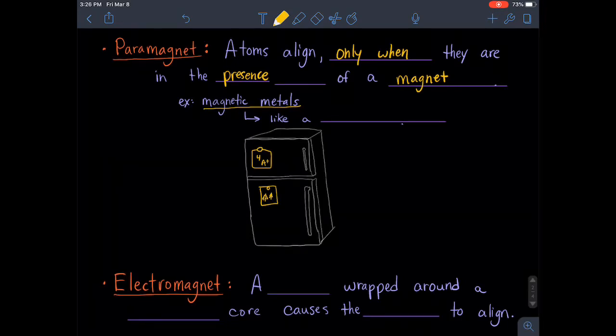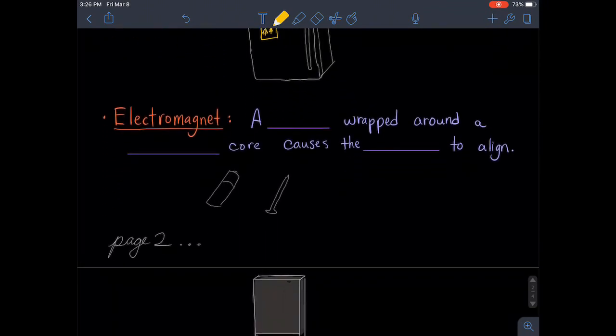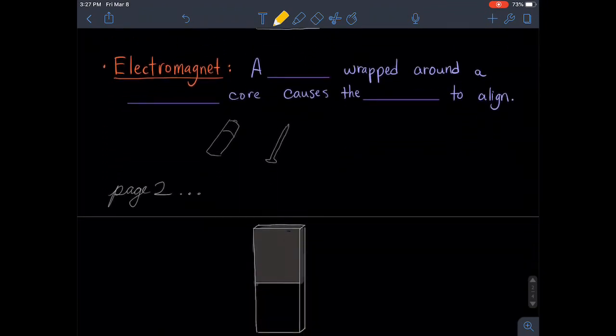whatever that might be. But that metal on the refrigerator, or it could be a filing cabinet, or just any type of metal that is magnetic, that would be considered a paramagnet, because the atoms will reorient themselves to all have them aligned in that preferred orientation, but only when there's a magnet present, a permanent magnet present, or a ferromagnet present. So there's one last type of magnet though.